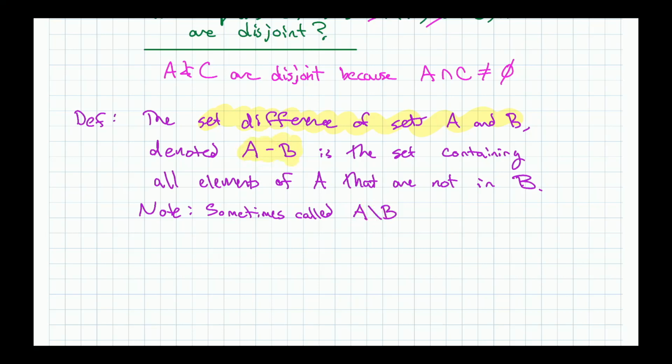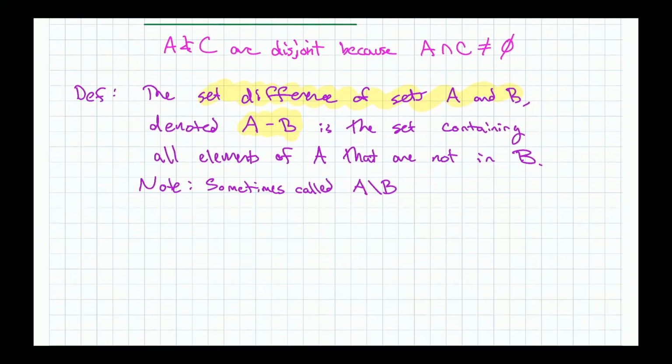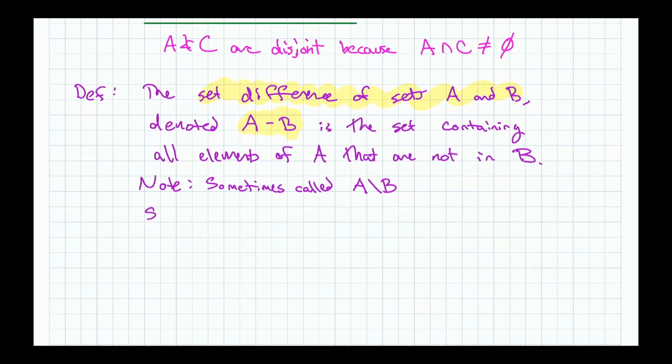Okay, something we didn't do is write the set builder notation. So what is A minus B? The set A minus B is the set of all x such that x is in A and x is not in B.